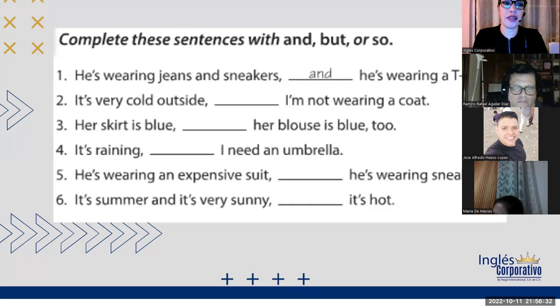Volunteer for number four. Me, teacher. Okay, Jose. It's raining and I need an umbrella. Okay. ¿Algo otra que tal vez podría quedar ahí? So. So. But también. No. Solo so and. Ah, sí. Very good. Thank you. Number five.